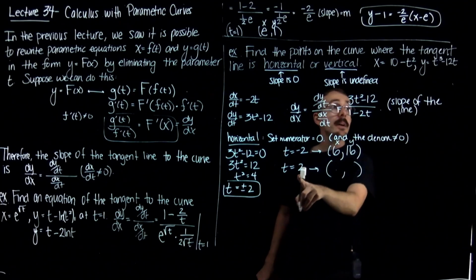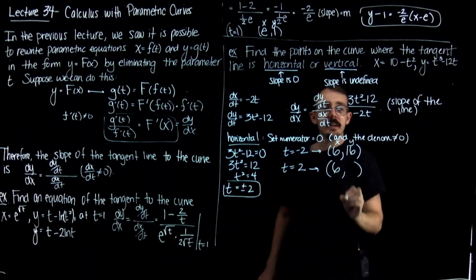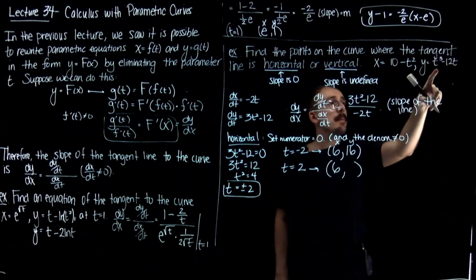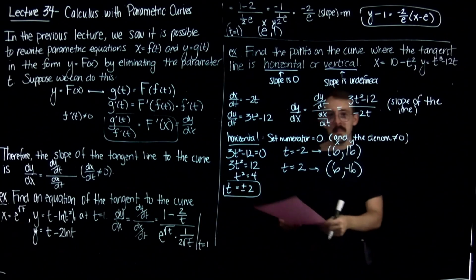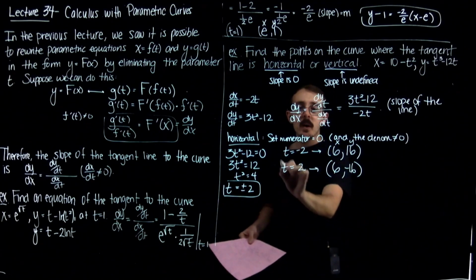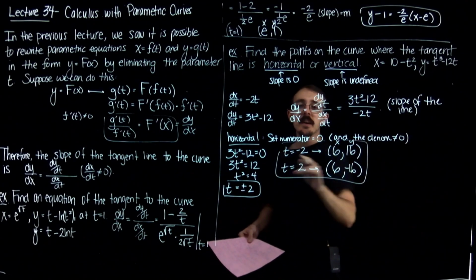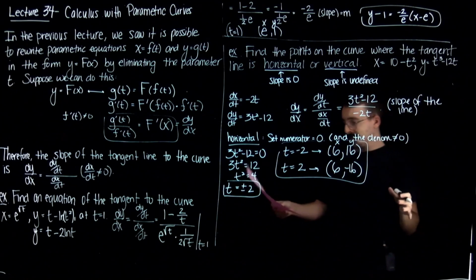And then here's another one. If I plug in positive 2, I get 6 again for x. And then here I get 8 minus 24 is negative 16. So these are the two spots where the original curve has horizontal tangent lines.